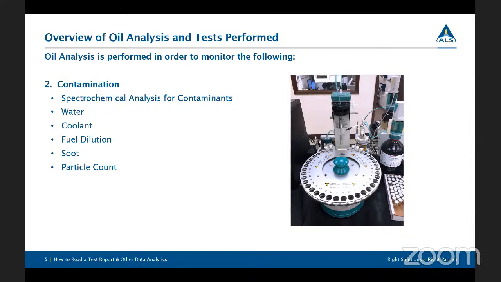Those have to be super clean, or else those servos can be interrupted or have issues. So we want to make sure that we can count all the particles in that fluid and make sure that it meets the specifications that the OEM has set out. Over to the right, you're going to see that Karl Fischer instrument.